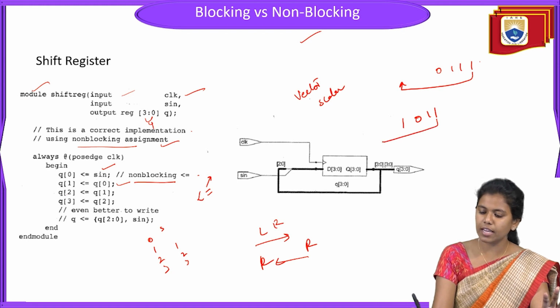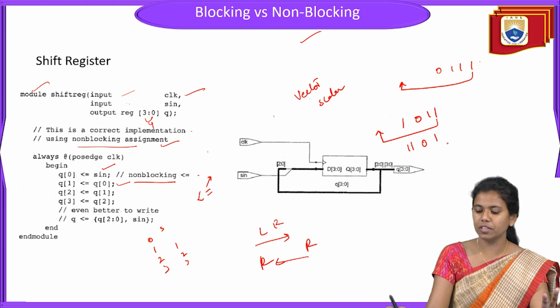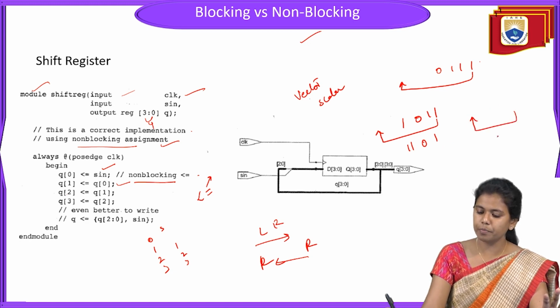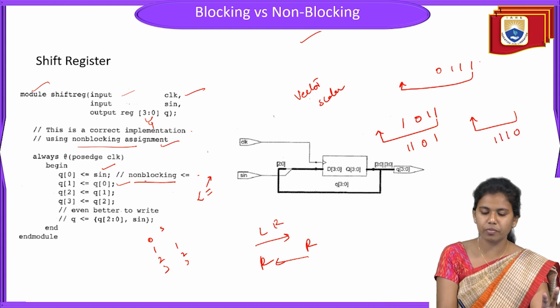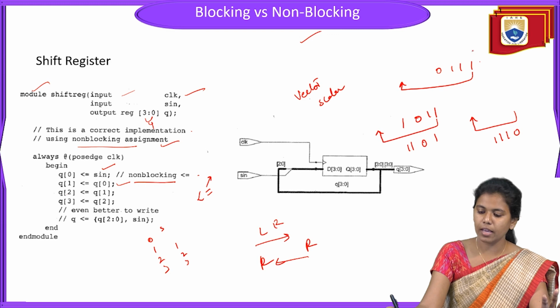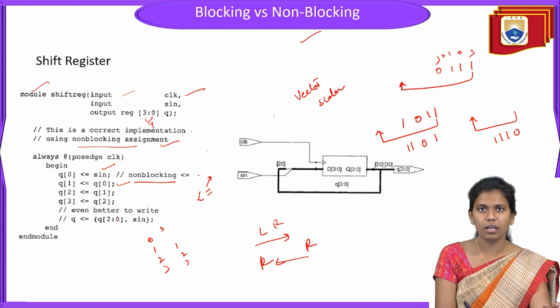Then for the next case, we are shifting one more time, so it will become 1, 1, 0, 1. And for the third case, we are again shifting to the left, so it will become 1, 1, 1, 0. Isn't it? So the first bit will always be S in, and then 0, 1, 2, 3. This is how the representation takes place.